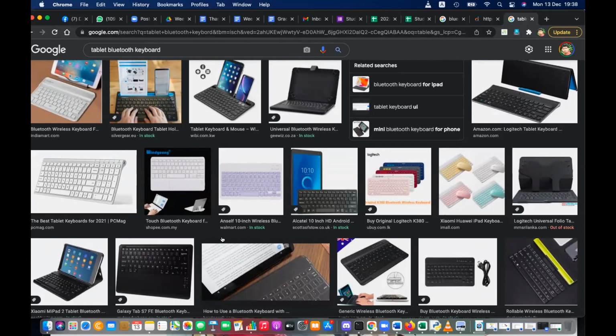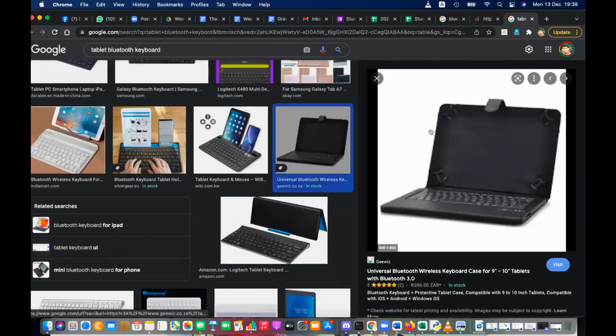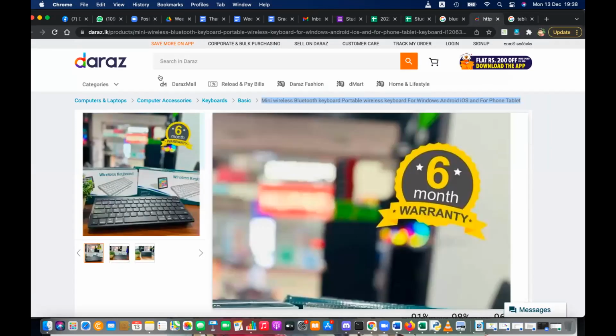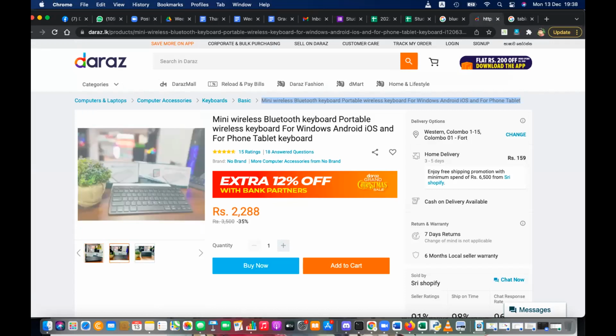Okay, you can see that. So it looks like a laptop, but it's not. Actually, it's a Bluetooth keyboard. It will cost you around 2000 rupees. You can see here, this is Dara's. I'm not sure about the quality, but it will cost you around 2000 rupees too.